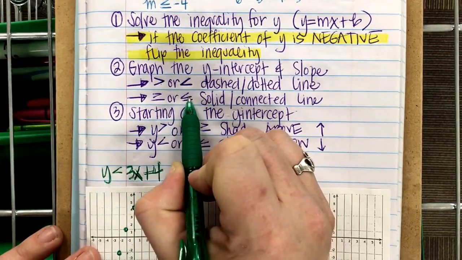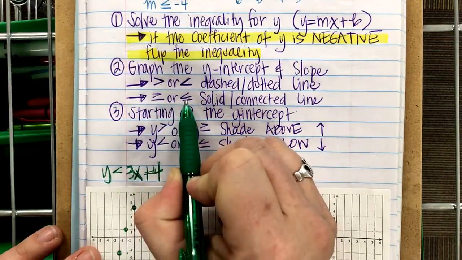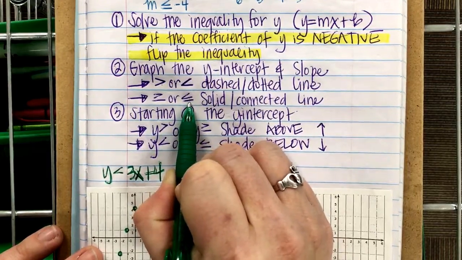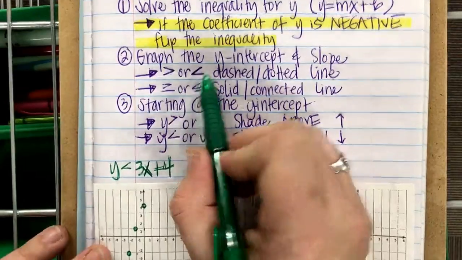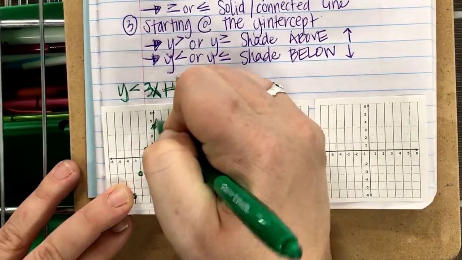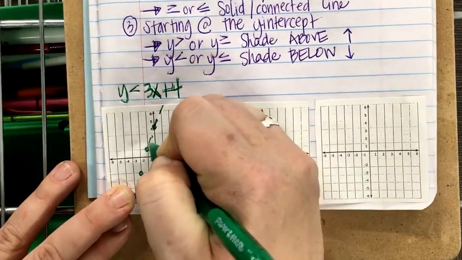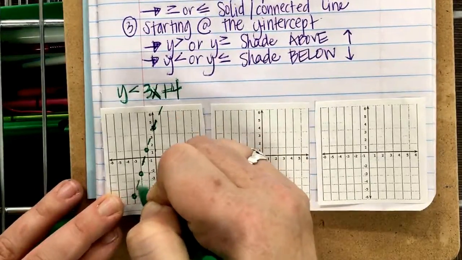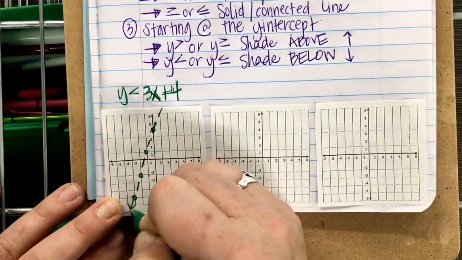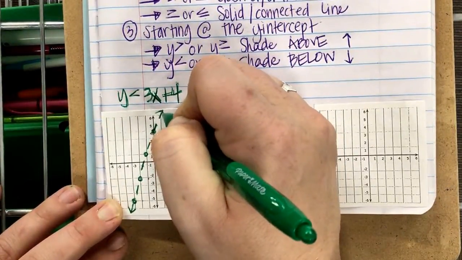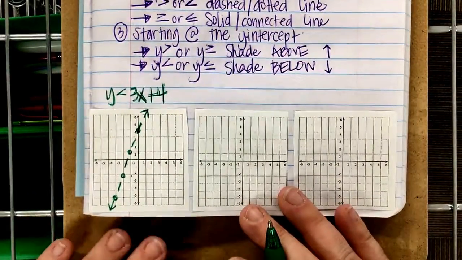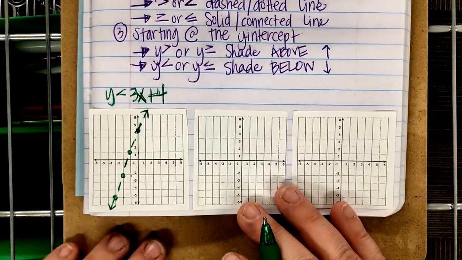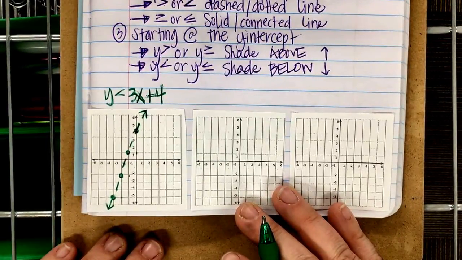Here's how I remember it, you guys. If it has a line underneath it, you make a solid line. This does not have a line underneath it, so I'm going to dash. How do you remember that? Because I've been in 8th grade math for 14 years.